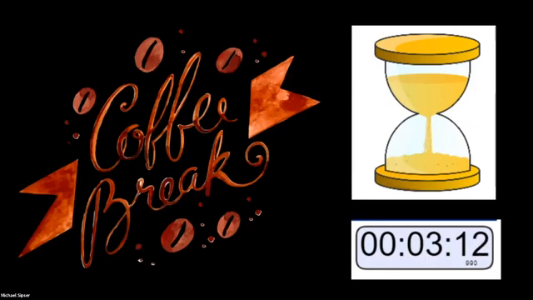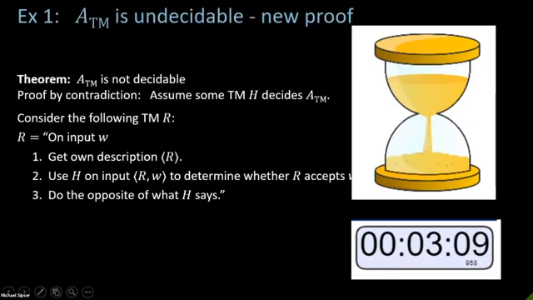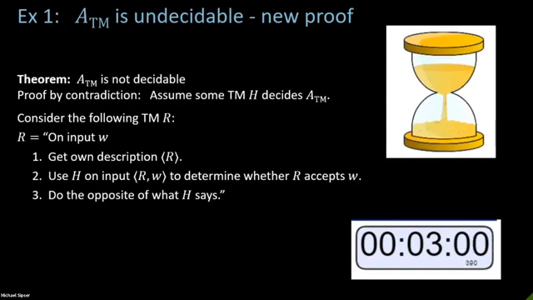Why does R do the opposite of what H says? Well, first of all, I'm the one who gets to design R. So here's the code. We're assuming we have H. I'm going to design R to do anything I want to satisfy the proof. And R here is designed to do the opposite of H. So I'm programming R to find out what H predicts it will do, and then do the opposite.